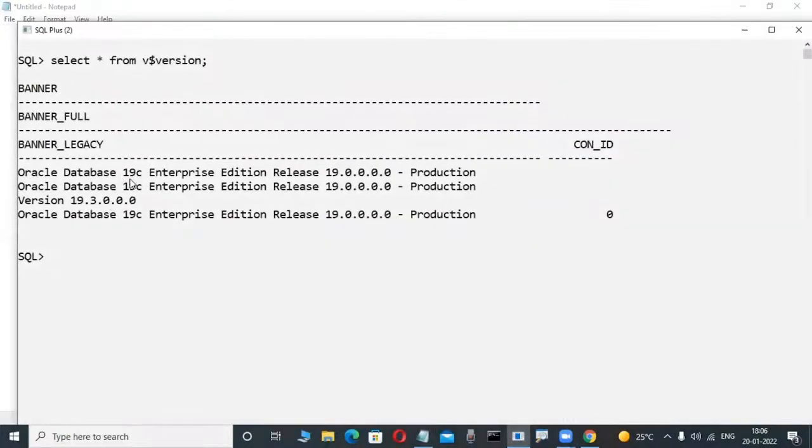Oracle 1.0, 2.0, 3.0, 4.0, 5.0, 6.0, 6.1, 5.1 also there. And now 7.0, 7.1, 7.2, 7.3, 8.0, 8.1.5, 8.1.6, 8.1.7, which is also called 8i, 9i, 10G, 11G, 12C, 18C, 19C, and the latest one, 21C. But in our class, this software is available, 19C, we are learning only.